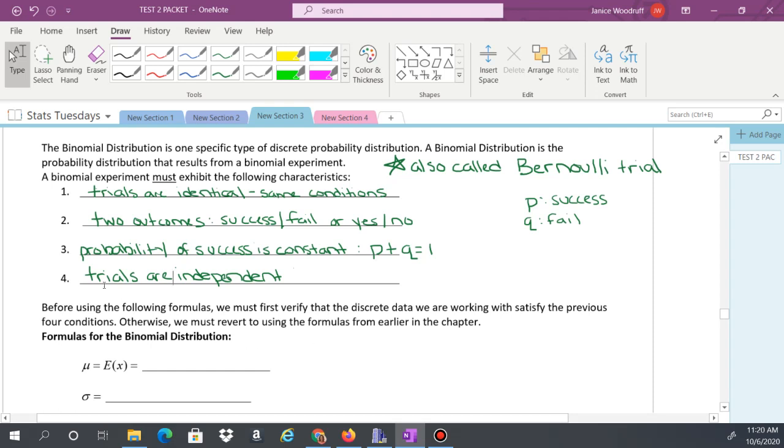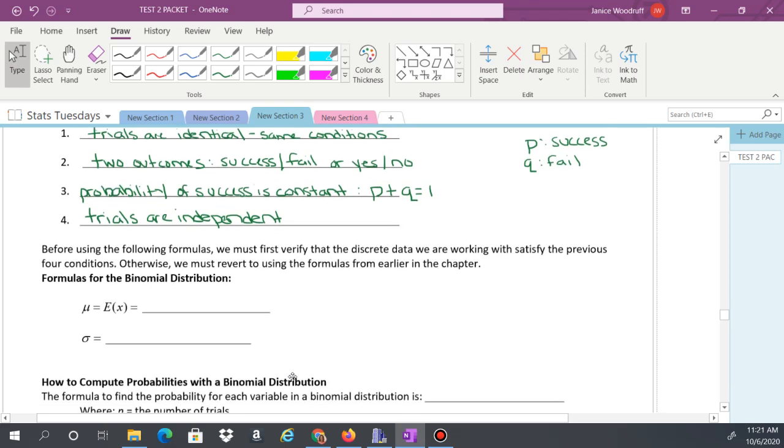Okay, so you are going to be told if it is a binomial distribution, but you do want to just check. You definitely need to know these for vocab. First, verify that the discrete data satisfy the conditions, and if they don't satisfy, use the formulas we just did. And if they do, then you're going to use these formulas.